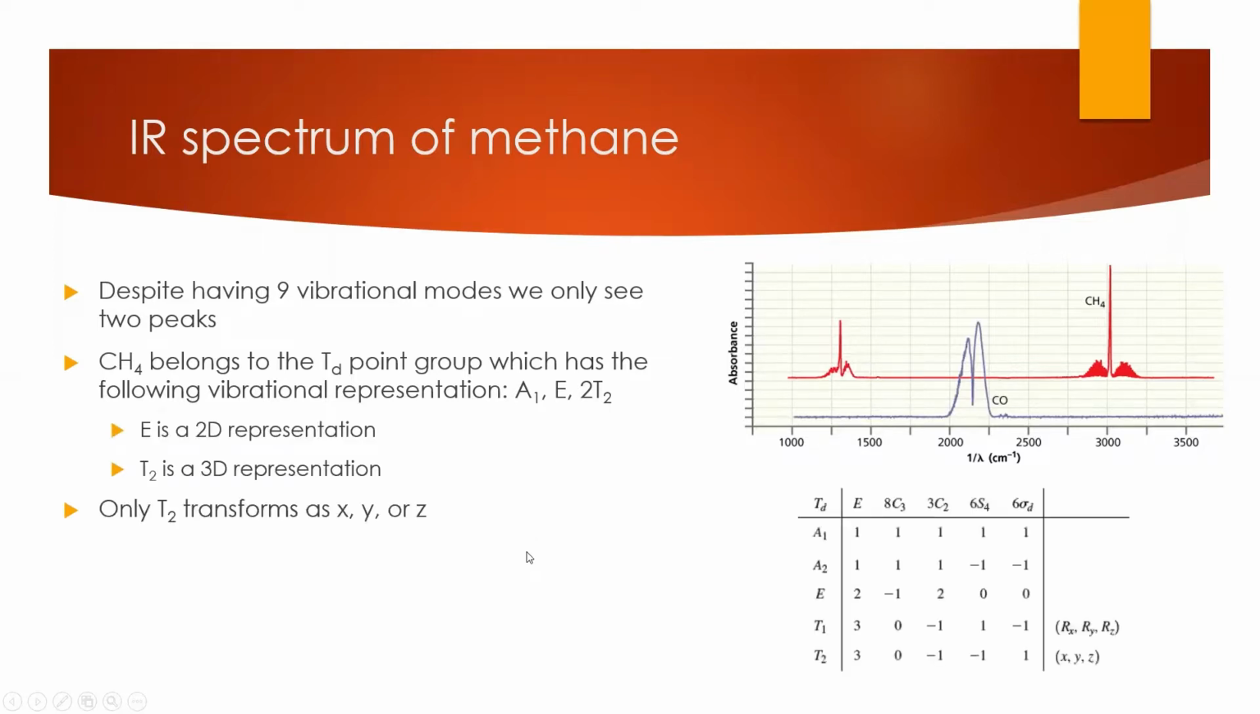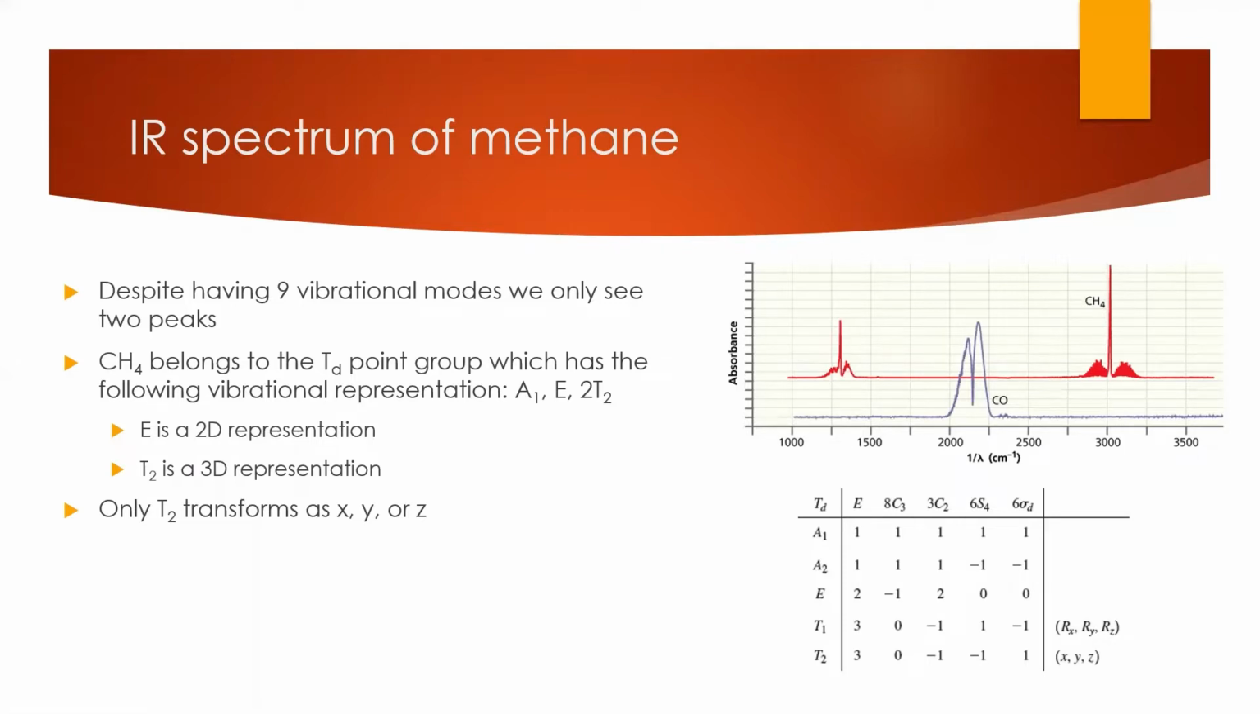We can look at the character table to figure out which of these would transform as x, y, or z, and those are the ones that would be active in IR. And it turns out that only the T2 representation is IR active. So that means the vibrational modes that belong to the E and A1 representations are symmetric, and they don't change the transition dipole moment, and they are not active under IR.